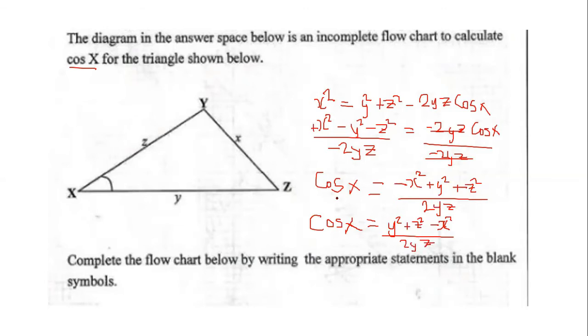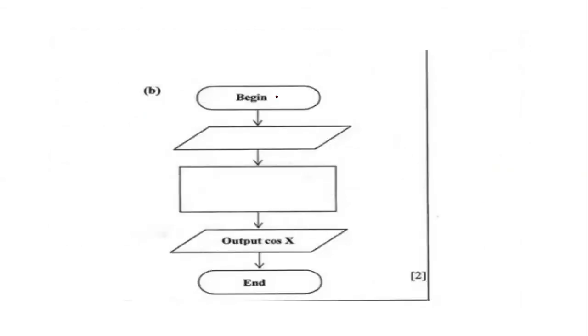Having come up with this formula, you now go and fill in the table here. As usual, there is begin, then here enter. In this rectangle, you are supposed to put the formula. So that same formula which we have found, cos x is equal to y squared plus z squared.